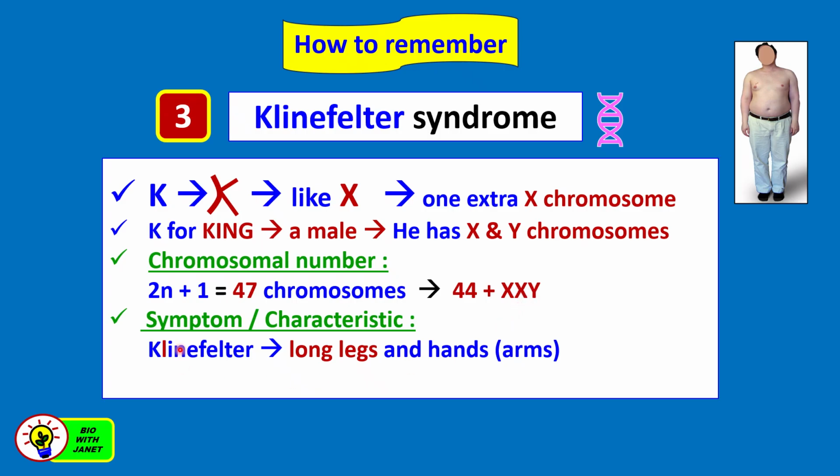So for the symptom, think of the second letter. It's an L. Long legs and hands. That's what the textbook writes. Some books write long legs and arms. The whole arm is longer than for a normal person, and the person tends to be taller in stature than normal people.